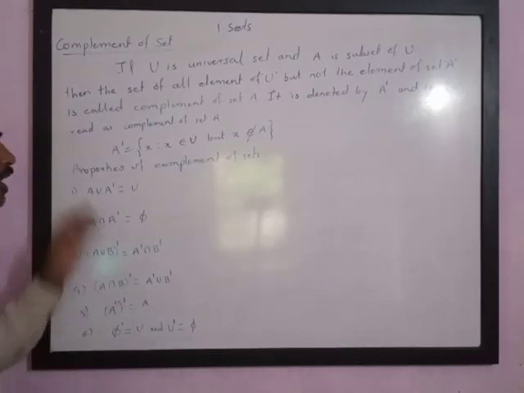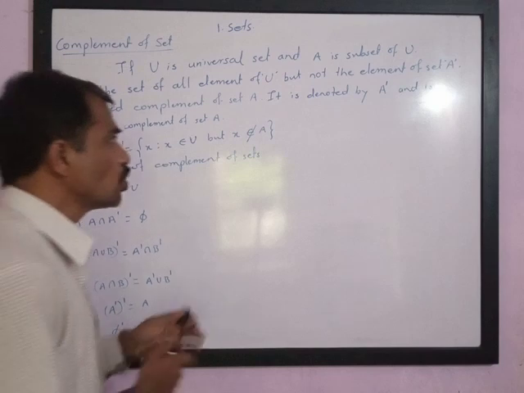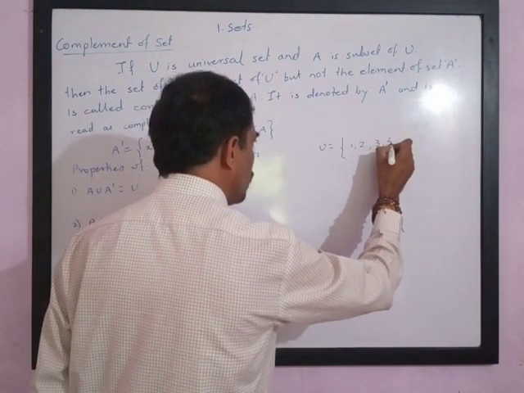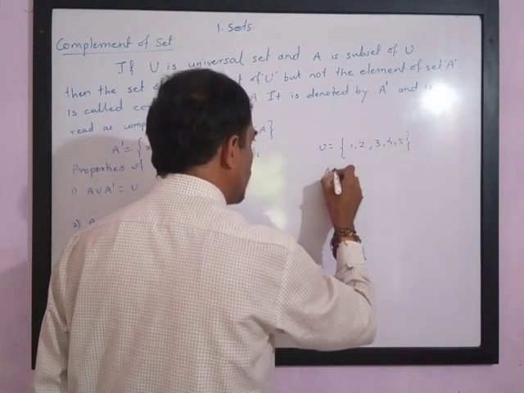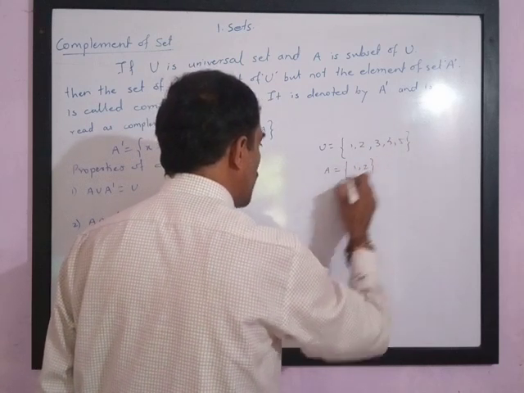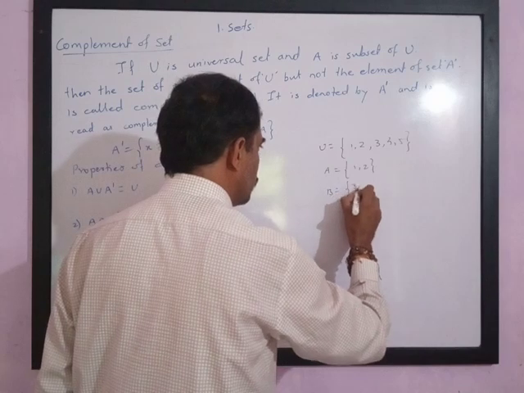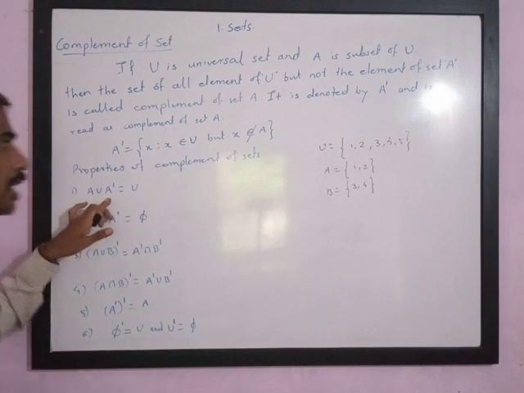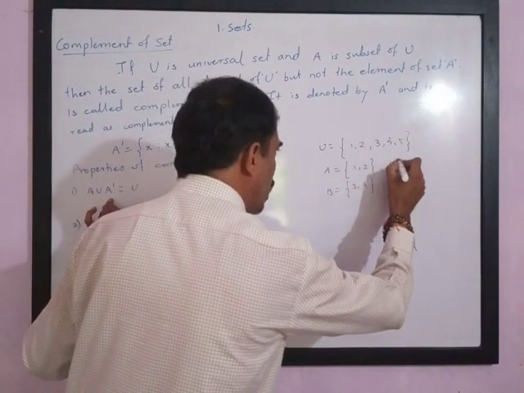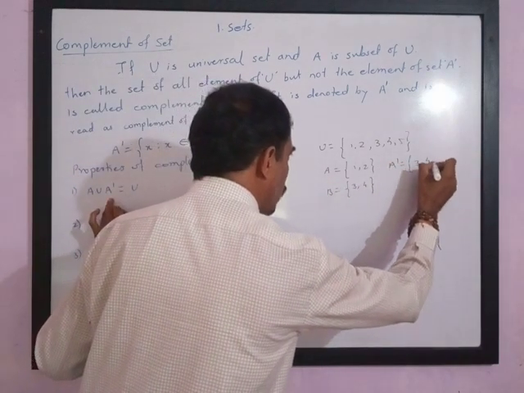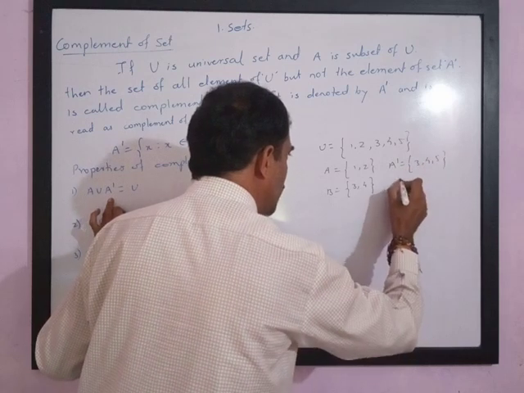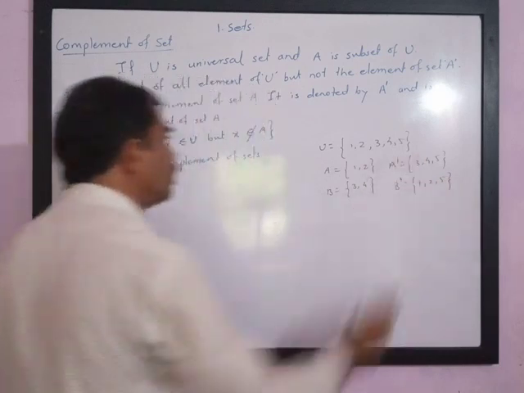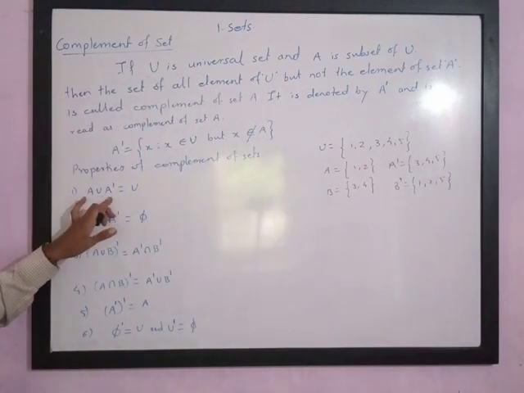Next point is properties of the complement of a set. Let us take an example. If U, the universal set, is {1, 2, 3, 4, 5}, A is the set {1, 2}, and B is the set {3, 4}. Then A's complement is equal to the set {3, 4, 5}, and B's complement is equal to the set {1, 2, 5}. Now please try to understand A union A's complement.